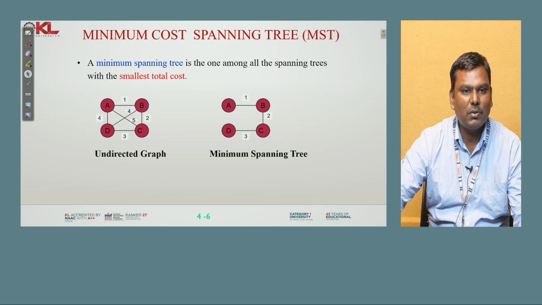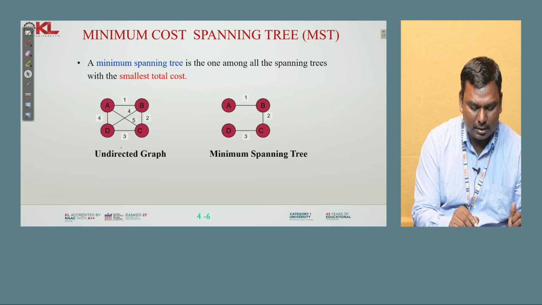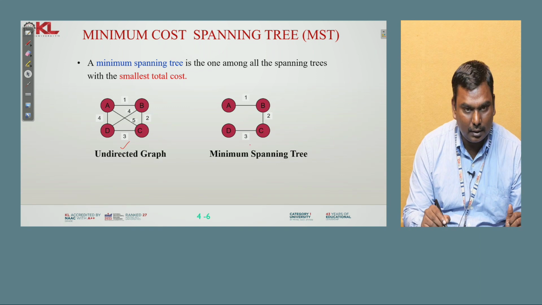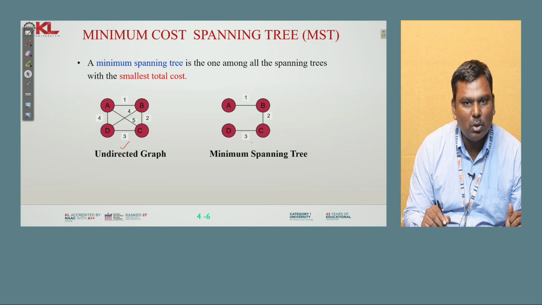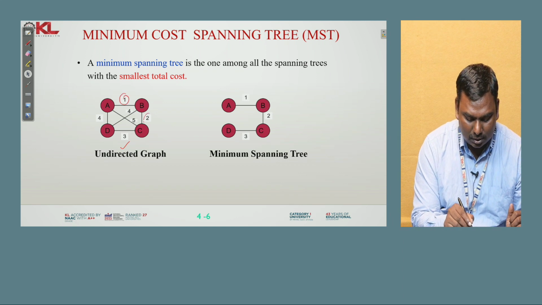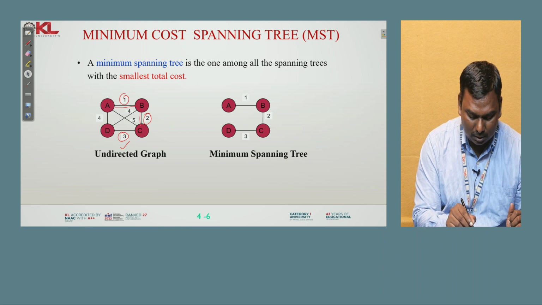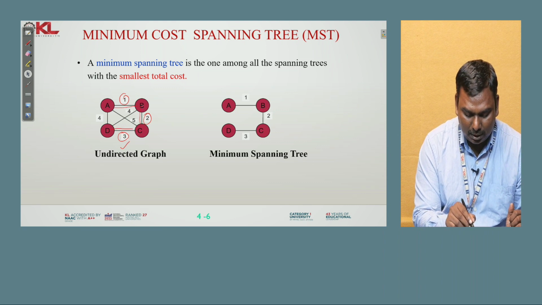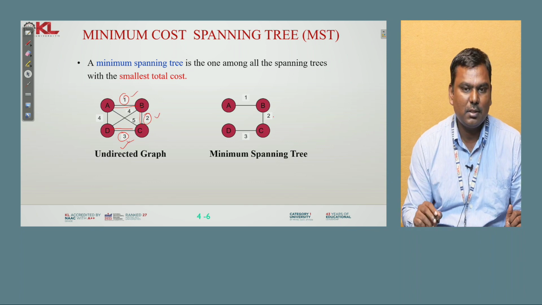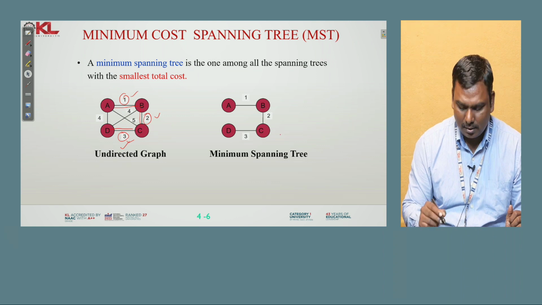Here the graph is undirected. In this undirected graph, without loops, these are the smallest possible weight values. Based upon A to B, B to C, C to D and their weight values, this is the smallest cost spanning tree.